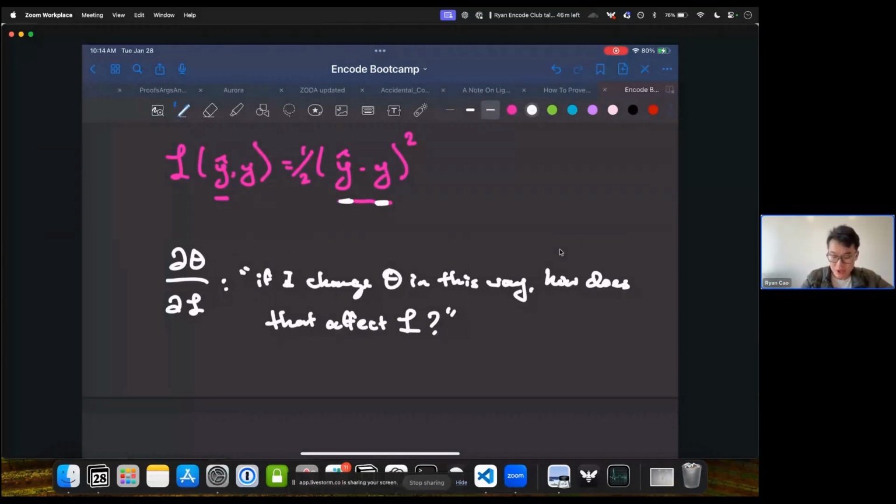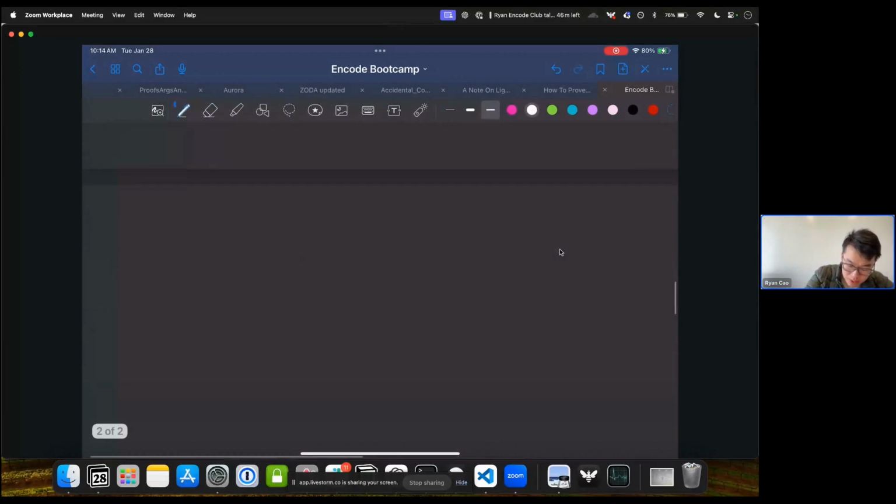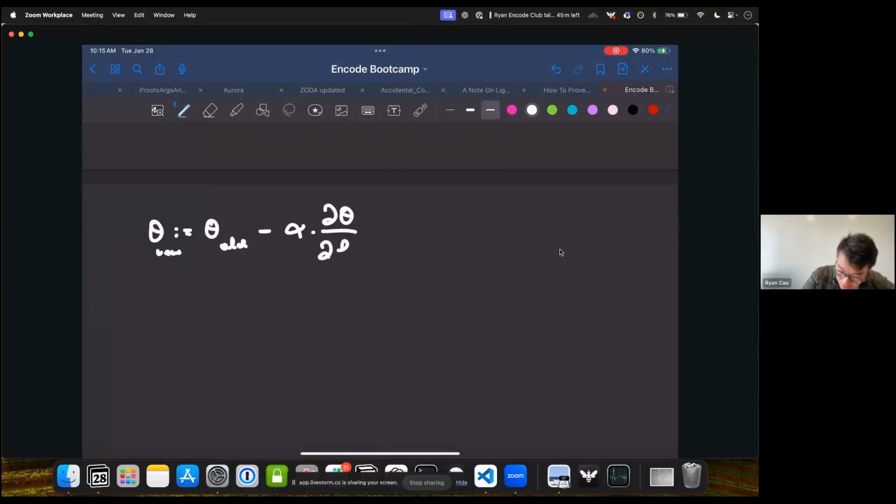In other words, during training, what we do is we say theta gets updated to the old theta. So I'll call this theta new, should be theta old, and then it'll be minus alpha times partial L, partial theta. So this is what we call the parameter update function.